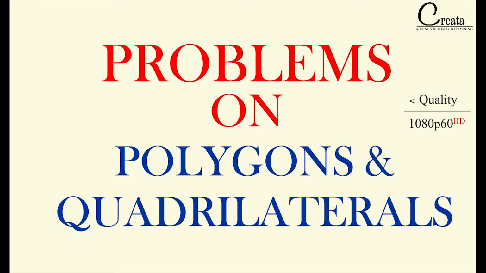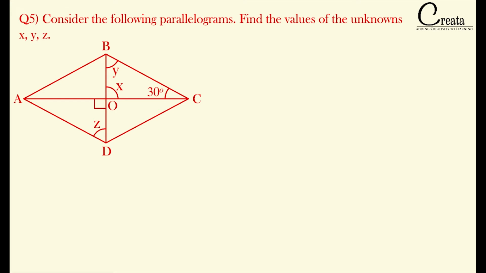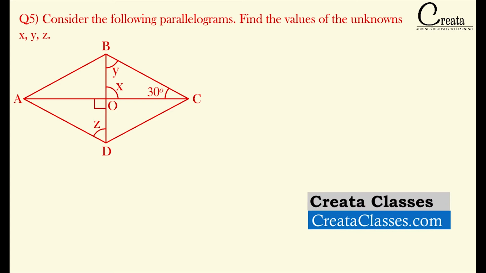This is our 5th question. The question is: consider the following parallelograms. Find the value of the unknowns x, y and z. Let's refer to the first figure. In this figure, ABCD is given as a parallelogram, angle BCO is given as 30 degrees and angle AOD is given as 90 degrees. We have to find the value of x, y and z.